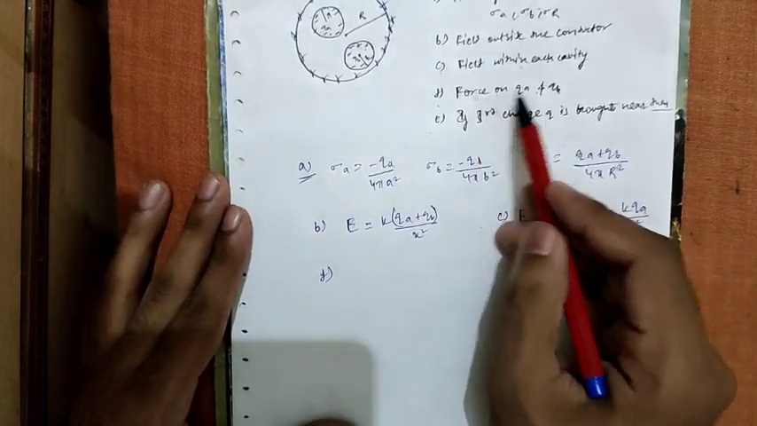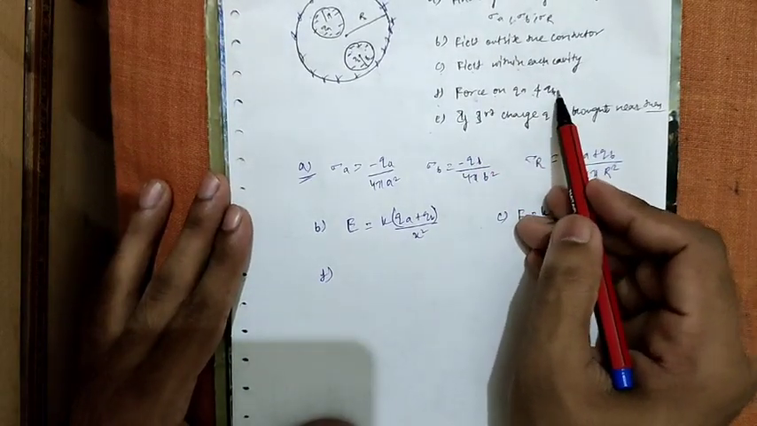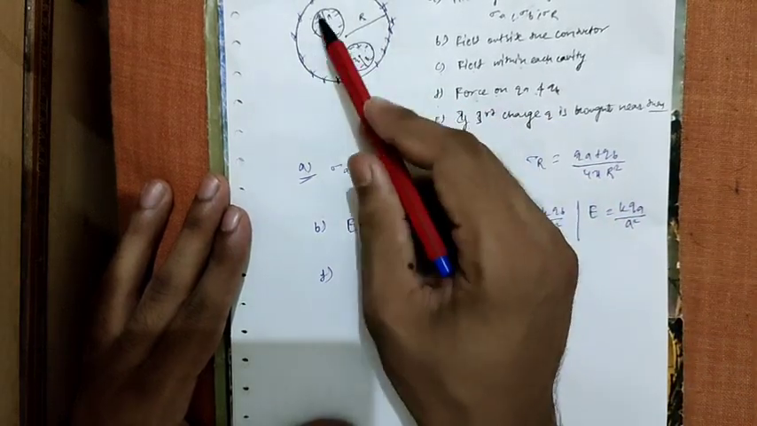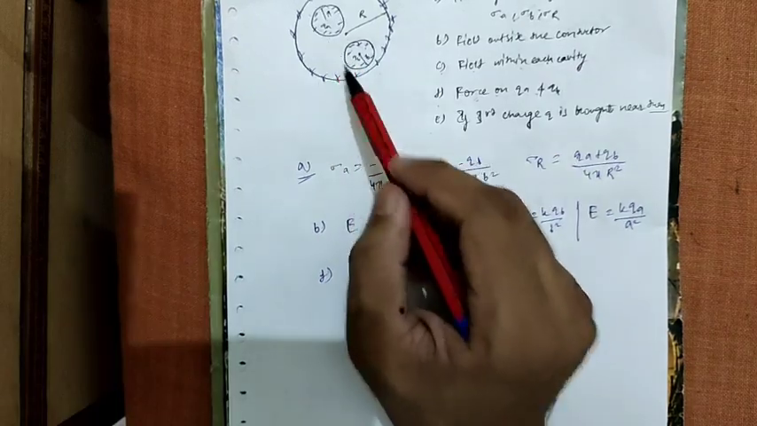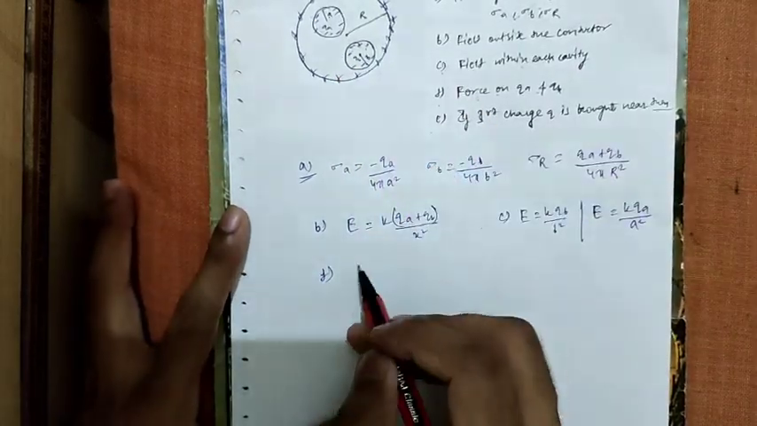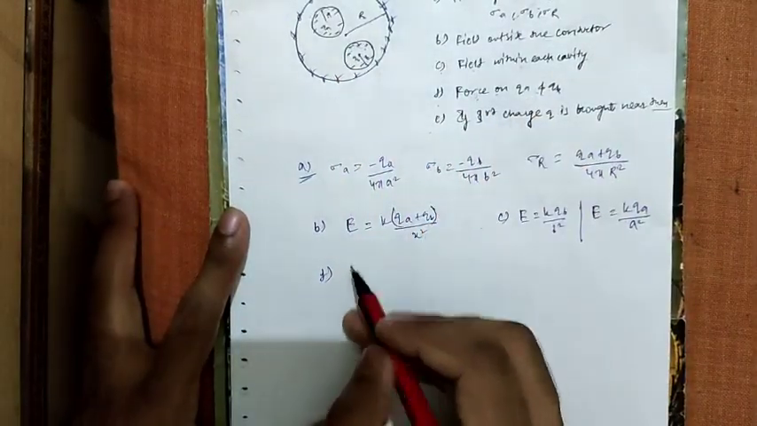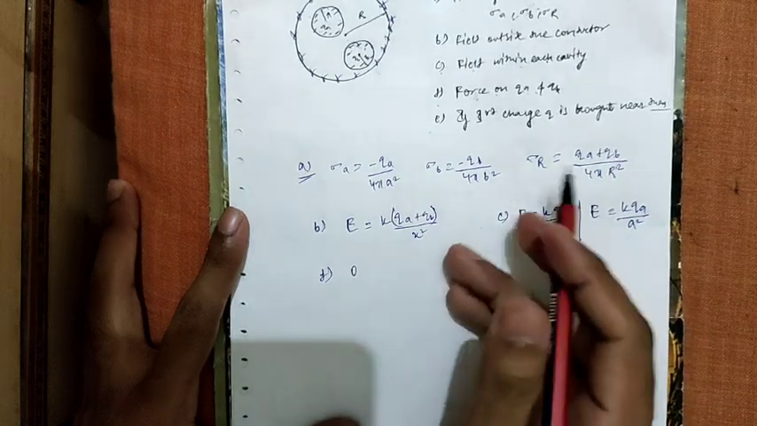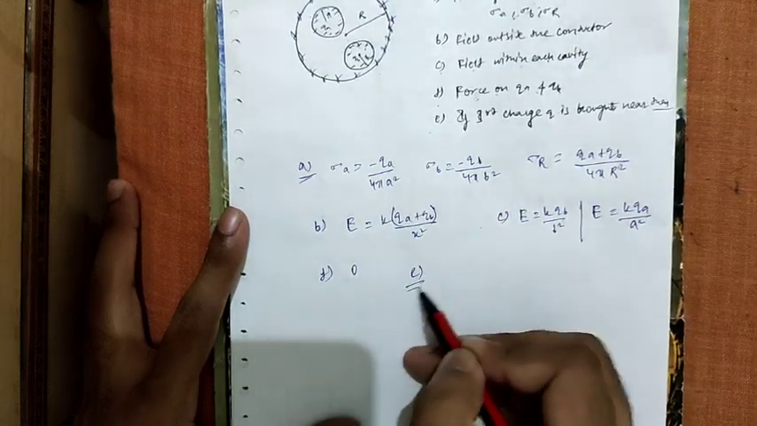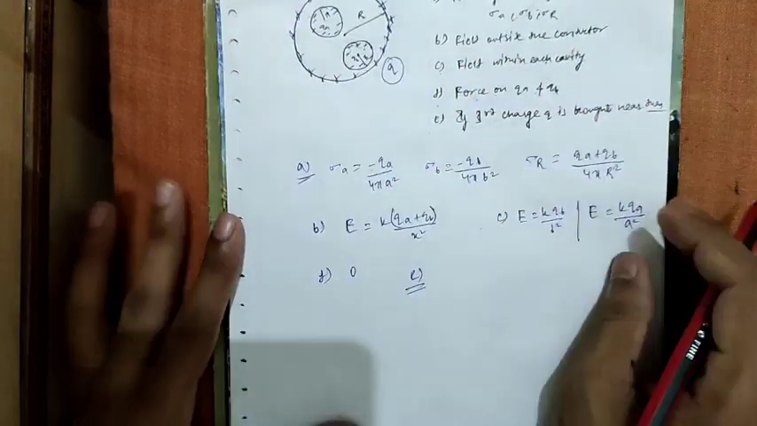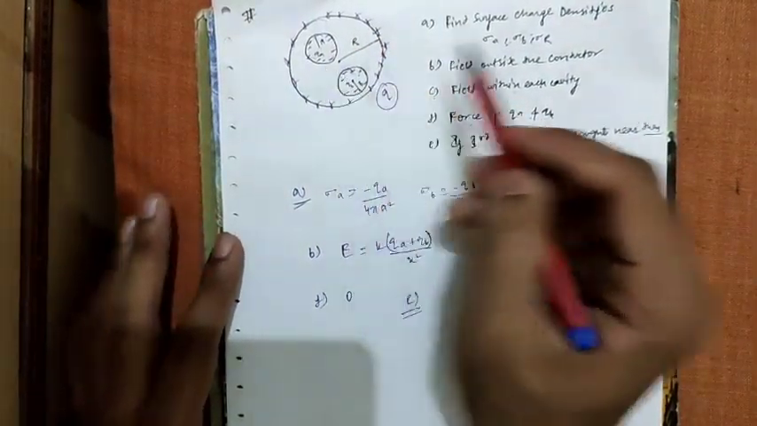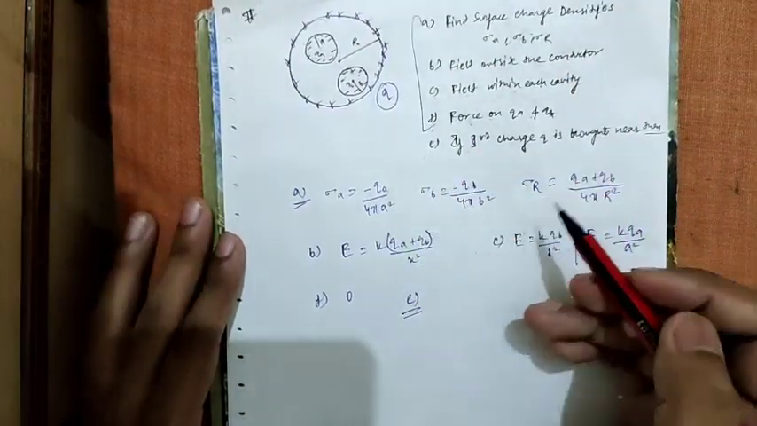D part, force on charges QA and QB. Now there is no field present inside this metal sphere, so no force on QA and QB is possible. So in this case, the force on QA and QB is 0 for both. Third question is that if a third charge Q is brought near this sphere, then how will all these answers change.